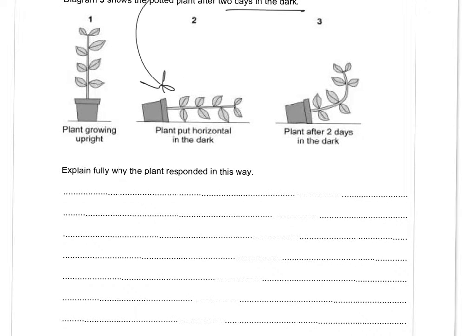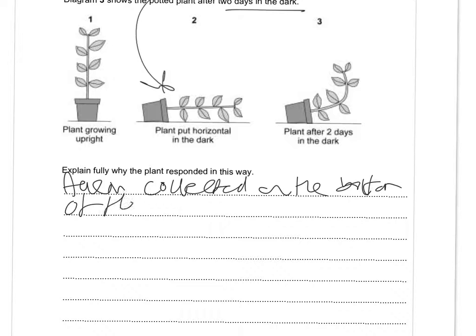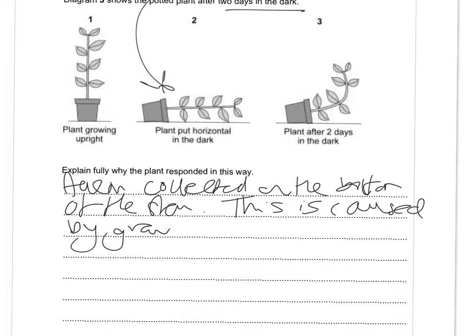Okay, folks, so what we need to do here was say that when the plant was flat, so when it was horizontal, auxin collected on the bottom of the stem. So when we say the bottom of the stem, the area I mean is the lower half of the stem here. Okay. Next point that we need to make sure that we say is that this is caused by gravity. So the gravity actually pulls the auxin towards the bottom.